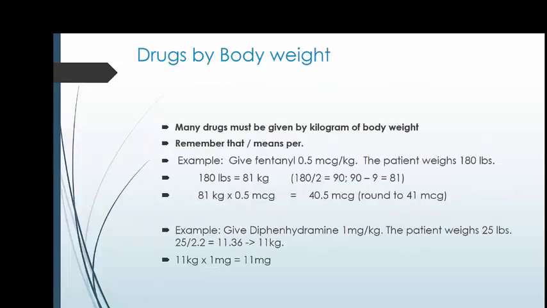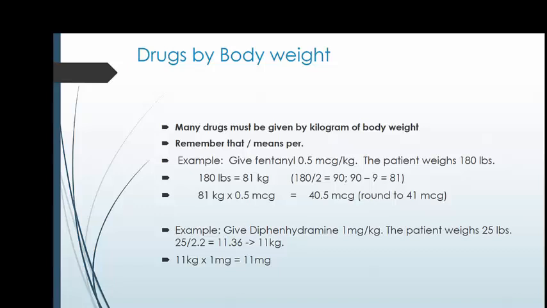Drugs by body weight. Remember that slash means per. So a drug order that says give fentanyl 0.5 micrograms per kilogram means that for every kilogram that patient weighs, you have to give them 0.5 micrograms. So they weigh 180 pounds. First thing we have to do is convert to kilograms so we can get our actual drug order. 180 divided by 2 is 90. 90 minus 10%, which is 9, is 81. Then we take our kilograms and multiply it times our drug amount. So 81 kilograms times 0.5 micrograms per kilogram gives us 40.5 micrograms.